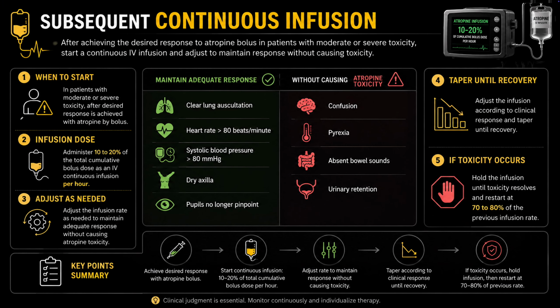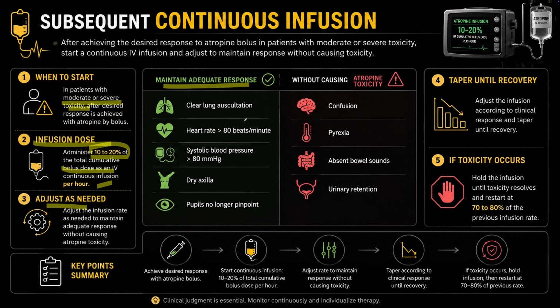In patients with moderate or severe toxicity, once the desired response has been achieved using atropine bolus therapy, treatment should transition to a continuous intravenous infusion. The infusion is typically started at 10 to 20% of the total cumulative atropine bolus dose per hour. The infusion rate must then be carefully adjusted according to the patient's clinical response. The goal is to maintain adequate atropinization.